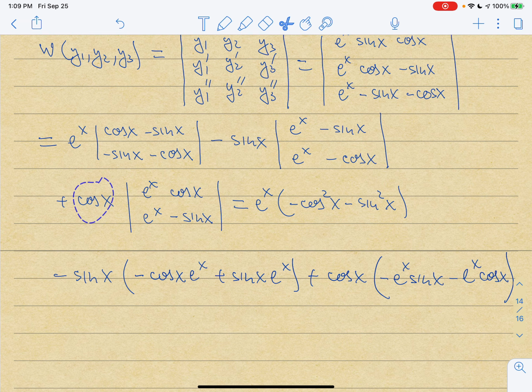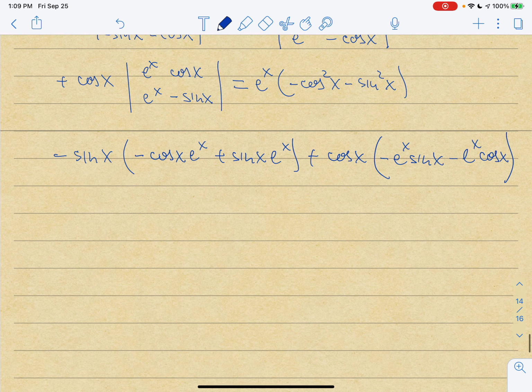And let's see if all of this can be simplified. If you look carefully at this expression, you see that there is a factor of e to the x everywhere. And then we look first at this parenthesis, minus cosine square minus sine square. That's minus sine square plus cosine square. So the thing that I have in parentheses is just minus 1.